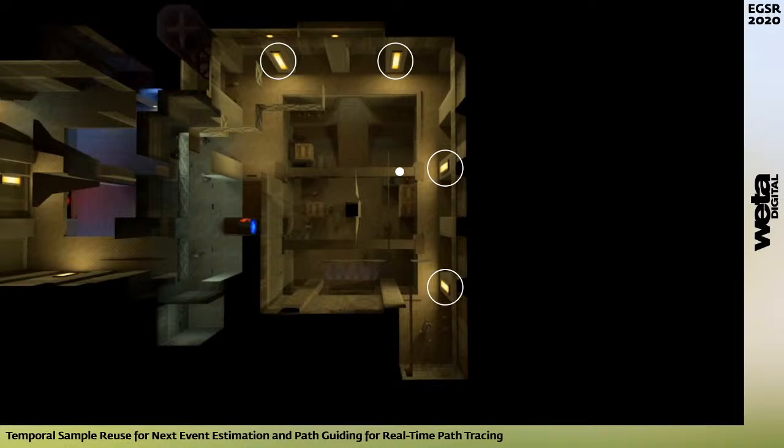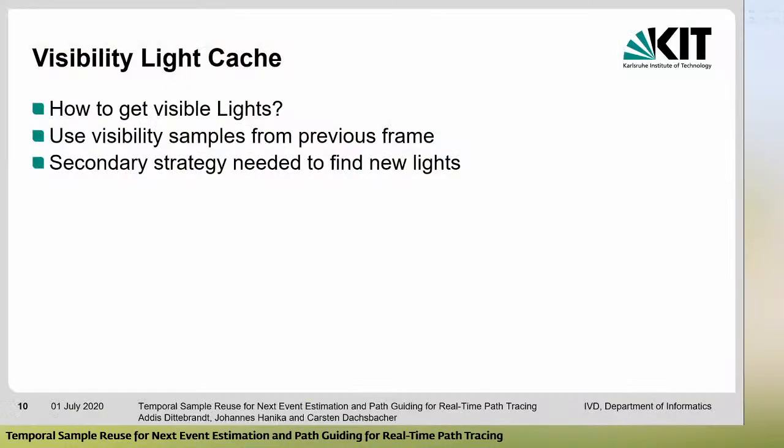So what if we explicitly focus our sampling efforts on just them? And that's the basic idea of the ULC. But how do we get to the visible lights? As mentioned, we leverage temporal coherence for that, and we have already drawn visibility samples in the last frame, and we can use them to extract visible lights from the set and importance sample it.